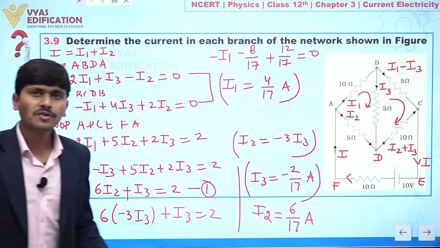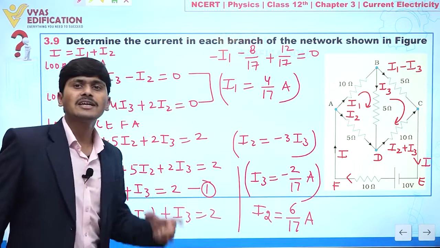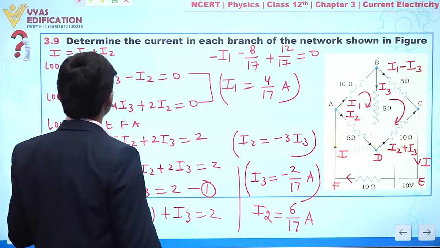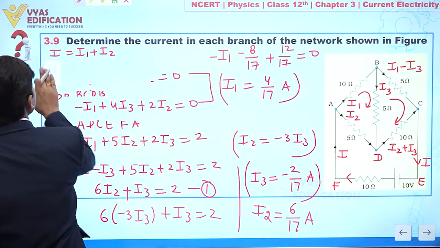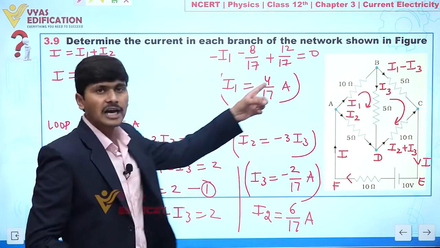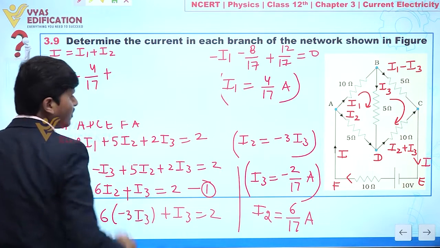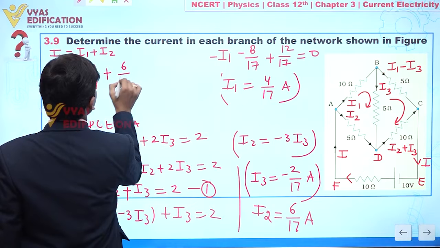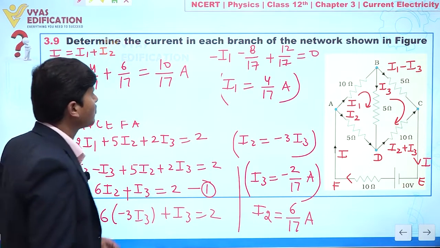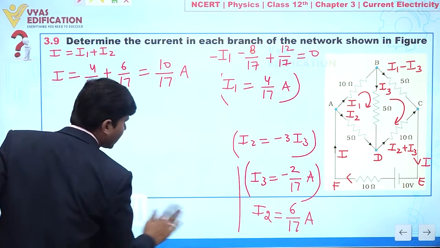So now you have calculated the value of I1. Actually, the objective is to calculate the value of current in each branch. Now can we calculate the value of I? Yes, I is given by I1 plus I2. I1 is 4 by 17 ampere, and I2 is 6 by 17 ampere, so I is 10 by 17 ampere. Clear to everyone? So now we have calculated the values of I1, I2 and I3.